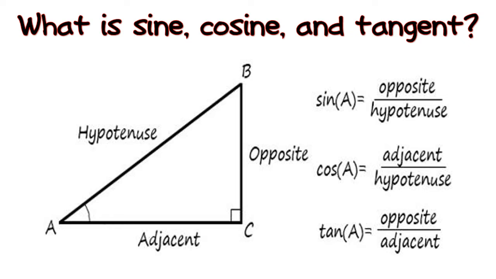So the sine of angle A is equal to the opposite over the hypotenuse. The cosine of angle A is equal to the adjacent over the hypotenuse. And the tangent of angle A is equal to the opposite over the adjacent. Using this information and our great friend SOHCAHTOA, we can determine either missing sides or missing angles.